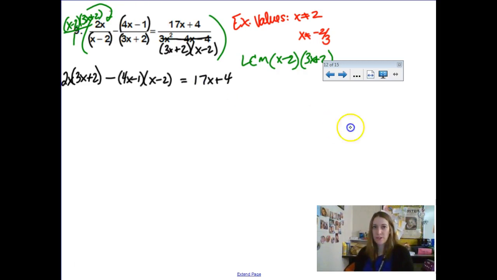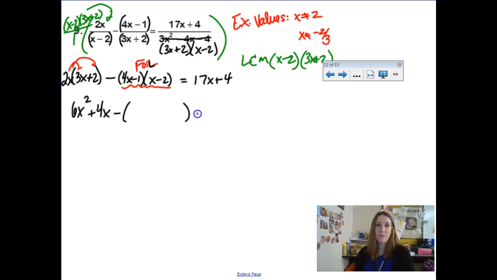This one's going to be tricky, okay? So we need to distribute the 2x here. Hold off on the negative distribution. I'm going to need you to FOIL this one out. So we have 6x squared plus 4x, leave a negative, and then leave a set of parentheses.